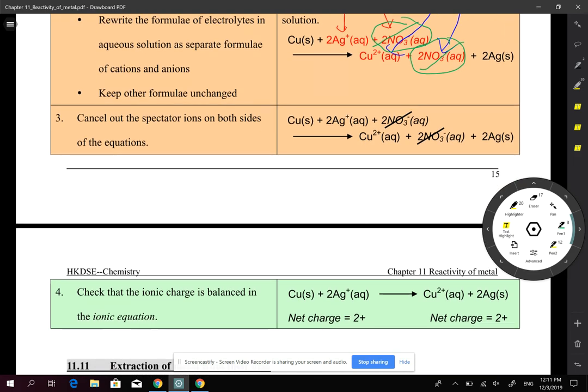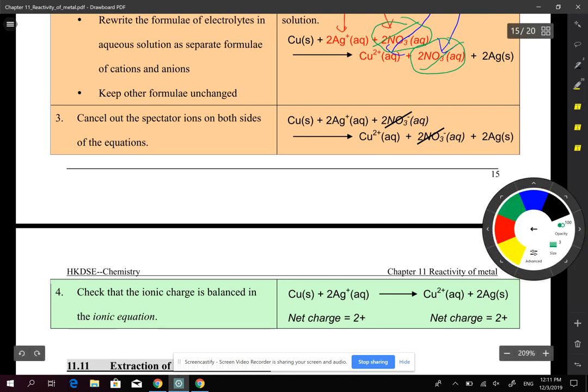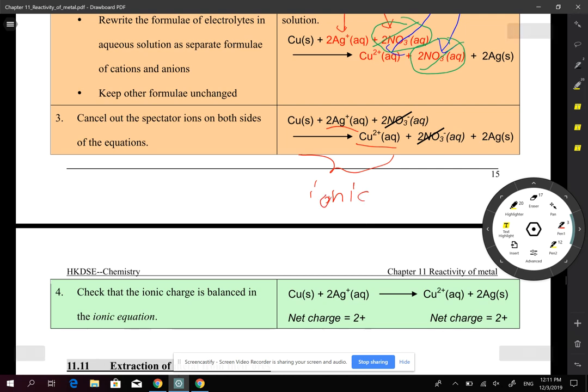Why is it called ionic equations? You can see there are ions present in the equations. So it is called ionic equations. After rewriting into ionic equation, you can clearly know what happened in the displacement reactions.